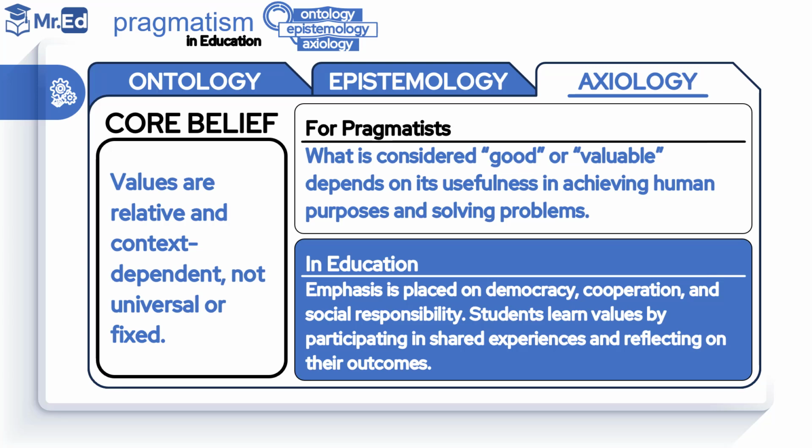And the axiology for pragmatism in education focuses on values that are relative and context-dependent, not universal or fixed. This perspective holds that values emerge from social interaction and shared human experiences rather than from eternal absolutes. For pragmatists, what is considered good or valuable depends on its usefulness in achieving human purposes and solving problems.